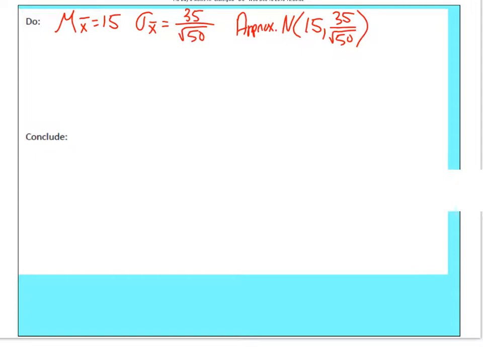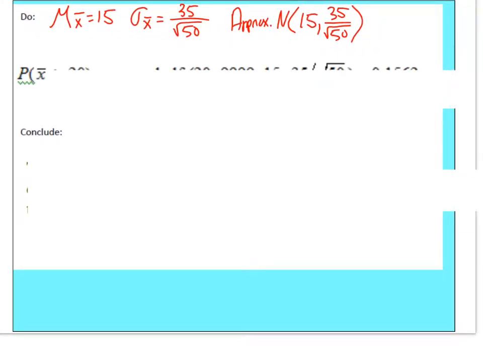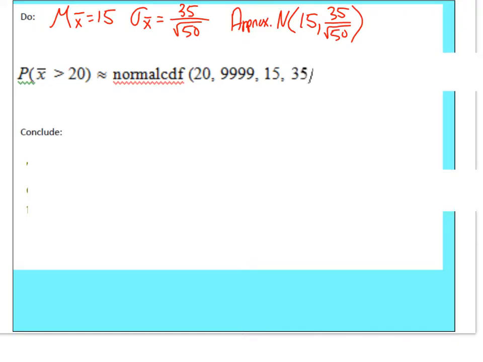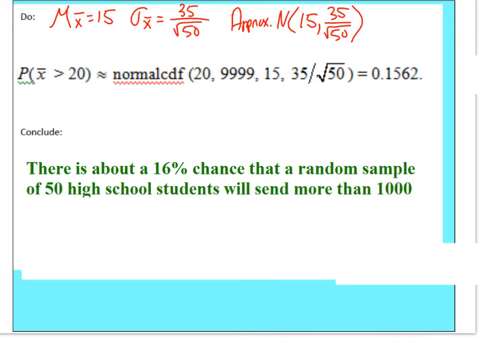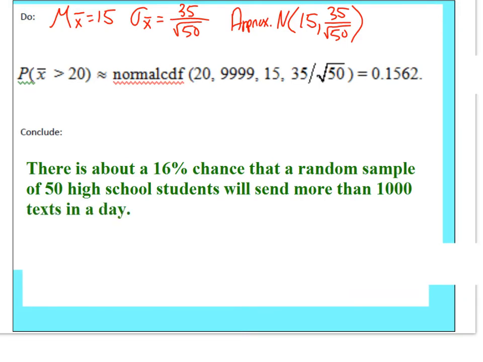Okay, let's do the probability. So the probability that X bar is greater than 20: normal CDF, lower bound, upper bound, new mean and standard deviation. The answer is right here at 0.1562. So let's make a conclusion. We can conclude there's about a 16% chance that a random sample of 50 high school students will send more than 1,000 texts in a day.